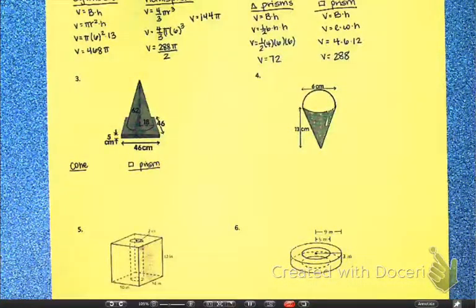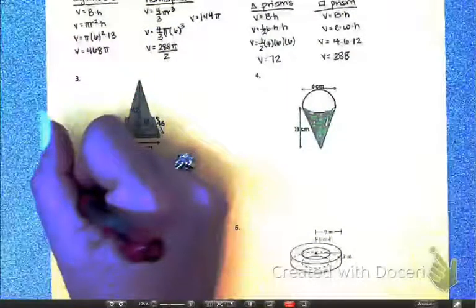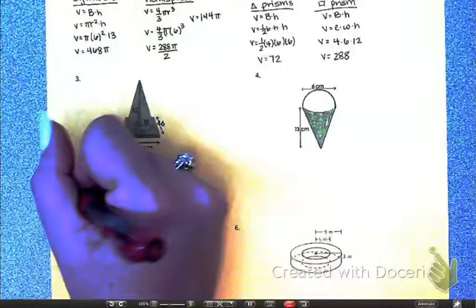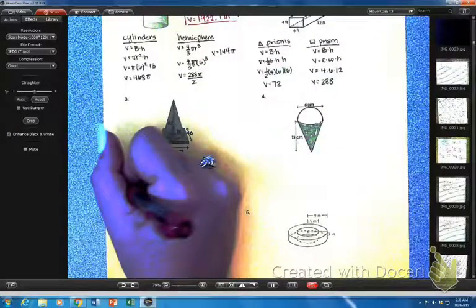Okay, general formula for a cone. 1/3 the base area times the height. Good.